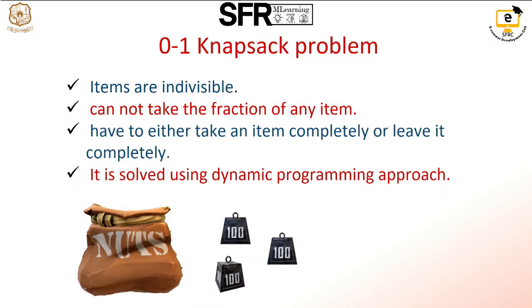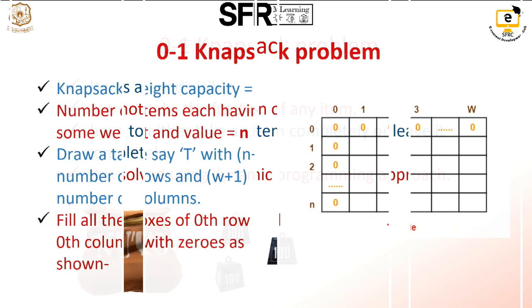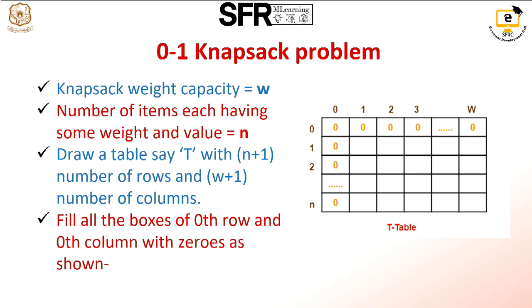In the 0/1 knapsack problem, the items given are indivisible and we cannot take a fraction of any item, that is, we cannot take an item as a half or quarter part. We have to either take an item completely or ignore it completely. We can use the dynamic programming approach to solve this type of problem. Let us consider a bag whose capacity is W and the number of items to be included, each with weight and value, is n.